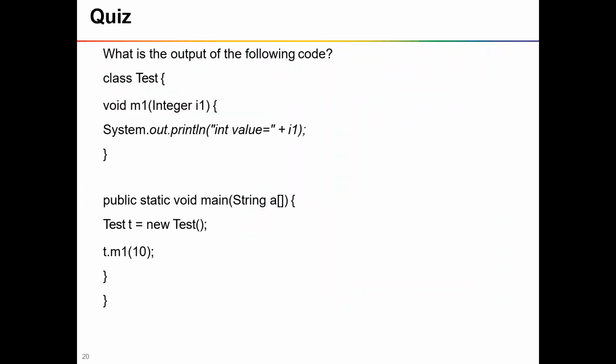So what is the output of the given code? Here we have a method m1 which takes an Integer object as an argument, and we have a main method in Test. We are creating an object for the class, and we are invoking t1.m1 of 10, right? But 10 is an int type over here, while the argument takes an object type. What will happen? Autoboxing will happen. So the 10 will be converted into an object type, and it will print the value 10.